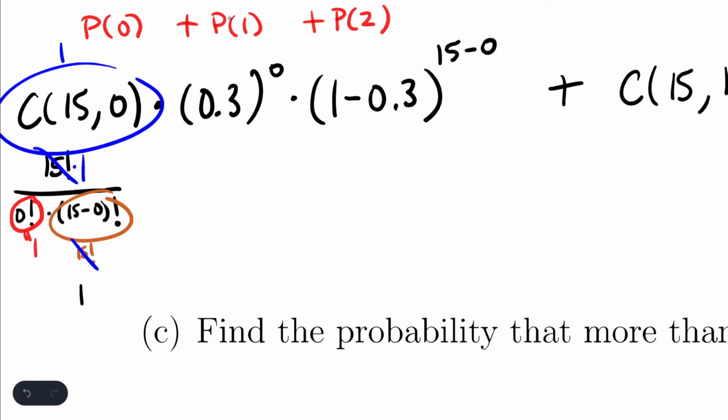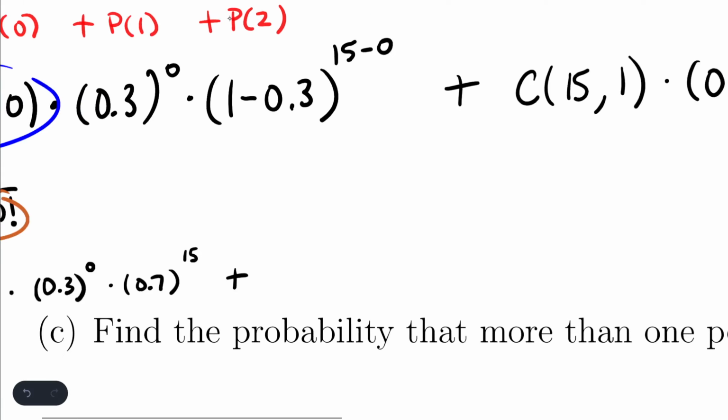So I've got 1 times 0.3 raised to the 0 as an exponent, times 1 minus 0.3, which is 0.7, raised to 15 minus 0, which is 15. So that's how the first term simplifies term by term. Now that I've got that simplified, let's move on to the second term. Once we have all 3 terms simplified, we'll type it all into our calculator and get our probability.